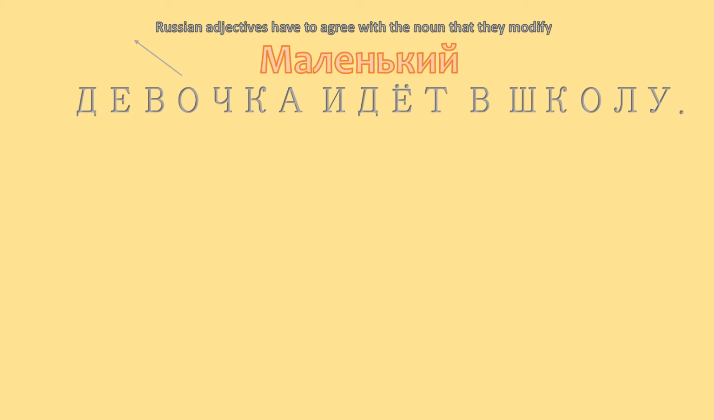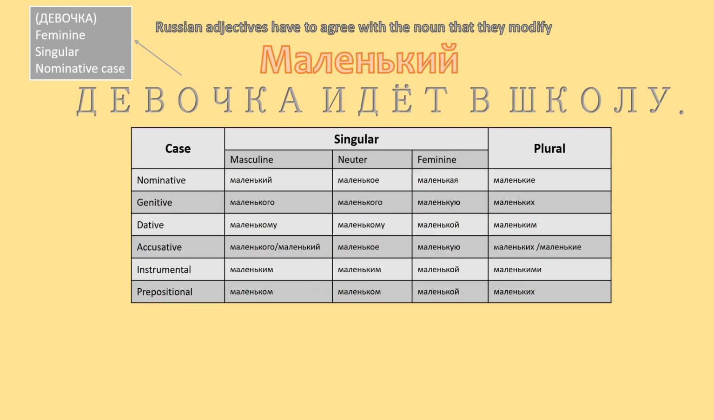So let's look at our first noun, девочка. It is in nominative case, it is singular and feminine. Now we are going to look at a table and find the same form of adjective маленький. As you see, feminine, nominative case, singular. The form we are looking at is маленькая.